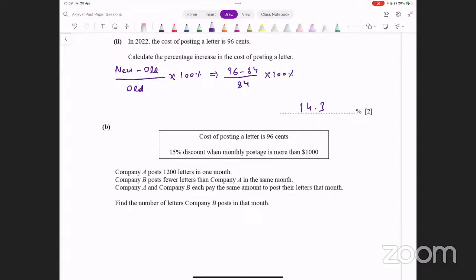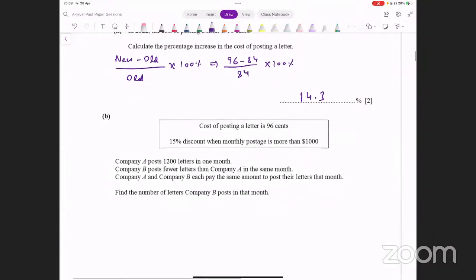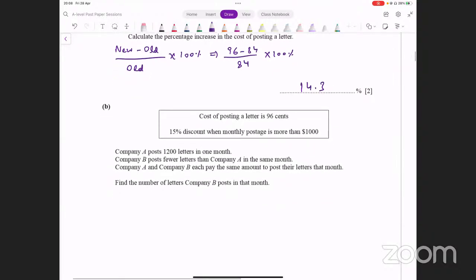And there is company A and company B. They each pay the same amount to post their letters that month. Okay, now see, company A has posted 1200 letters and B has posted fewer letters than that, but the amount they paid is still the same, right? Amount paid is still the same in this case as well. We need to find the number of letters that company B posts in that month.